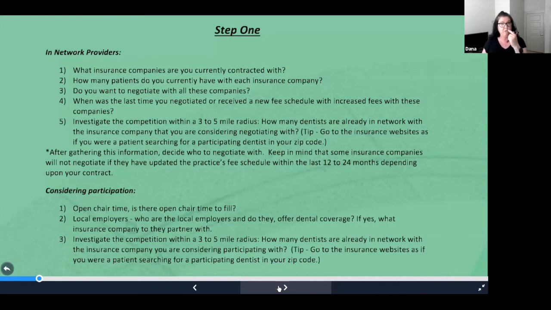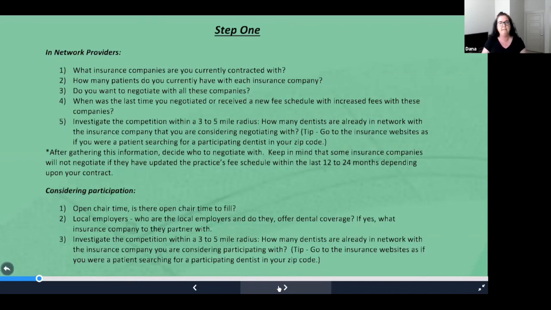So one thing you need to do too is make sure that you're ready to negotiate with these insurance companies. Most of them are 24 months. Most of your contracts will state you have to wait 24 months. If you are in network with Connection Dental, great for you. They'll negotiate every 12 months. Guardian is being really, really sneaky right now and is actually giving a lot of our clients a bigger allowable, but then locking them into 36 months. A lot of people don't realize that you can negotiate those contracts too.